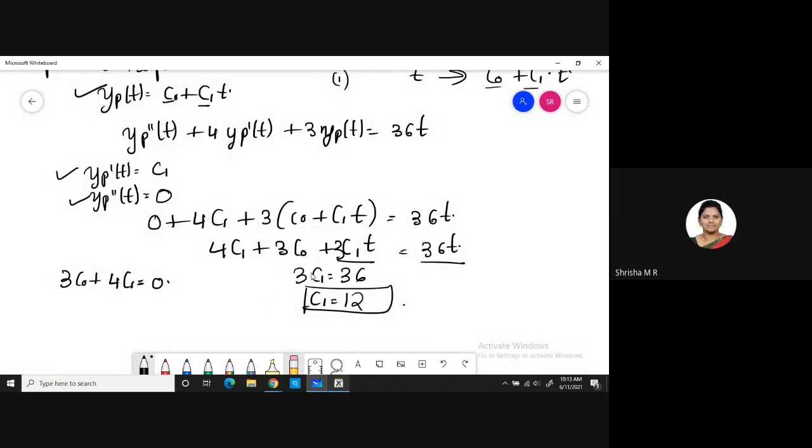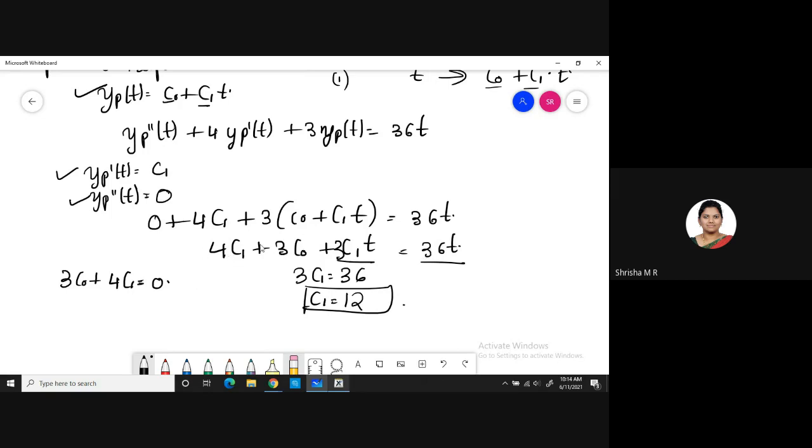We are comparing the coefficients which are having the power of t. Okay? So you have t term here, so I have equated those two. So in this step, what we are doing is we are comparing the coefficients of the powers of t. You have t term here, so we have equated that. So 4C1 plus 3C0 doesn't have any t term, that is t to the power of 0. So that is 0 only. Got it? These terms we are equating together, and that is 3C1 is equal to 36. And here we are equating 4C1 plus 3C0 to 0.